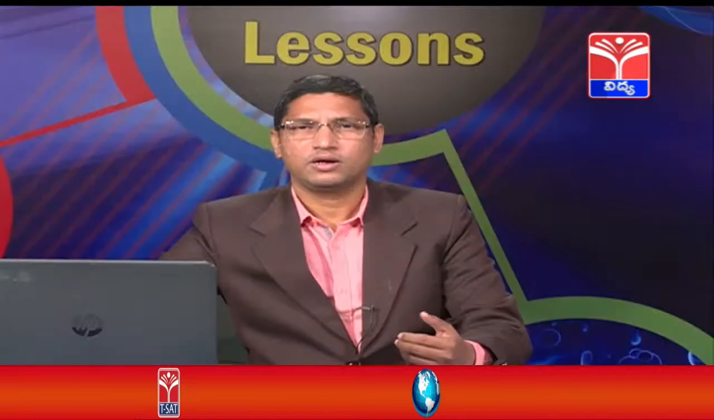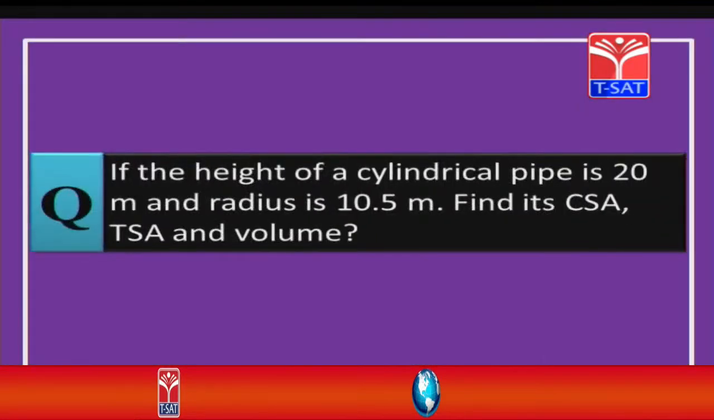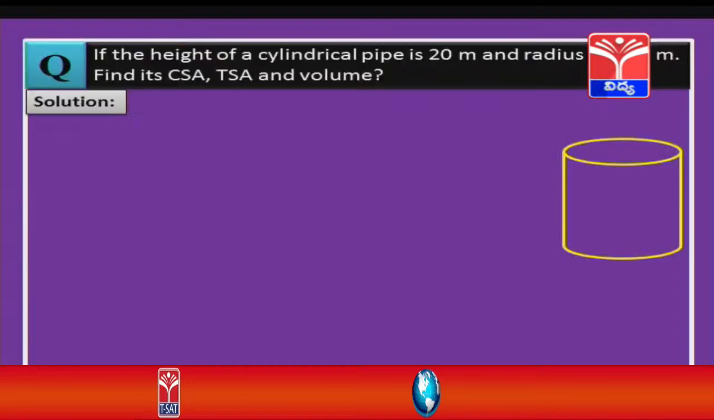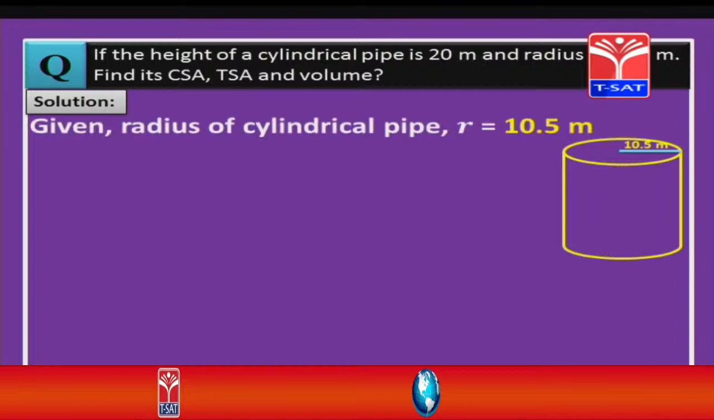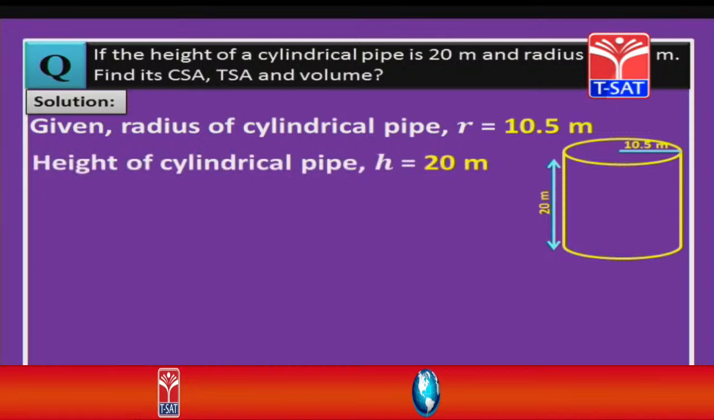Okay, children. Let us move on to our next problem. If the height of a cylindrical pipe is 20 meters and the radius is 10.5 meters, find its CSA, TSA and volume. Let us start with the solution. So, what is given, children? Yes, the radius of the cylinder is 10.5 meters and the height is 20 meters.